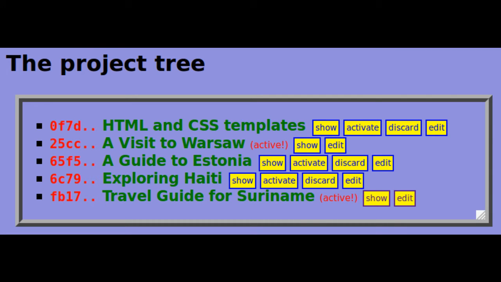Let us first look at the so-called project tree, which is in this current state rather a flat list of projects. The first project in this list is a project that defines a couple of tools, namely template files for default designs of your HTML documents. The other 4 projects are travel guides. And of these 4 travel guides, the first 2 are about cities in Europe. The last 2 describe countries in South America.